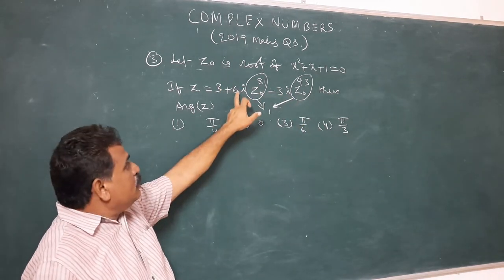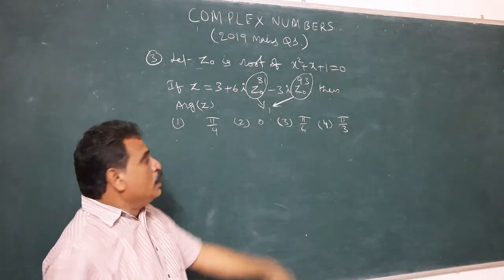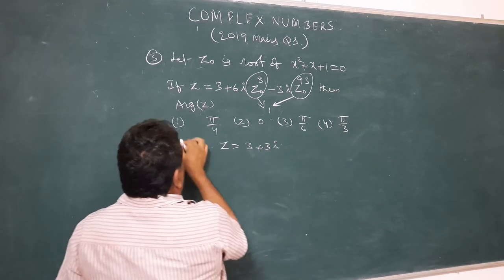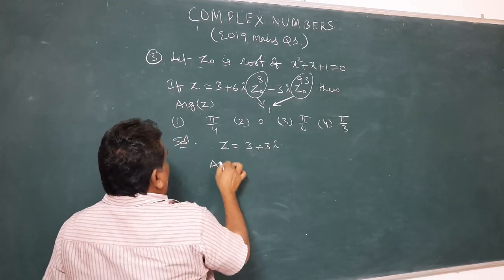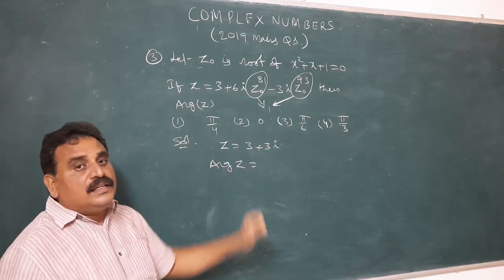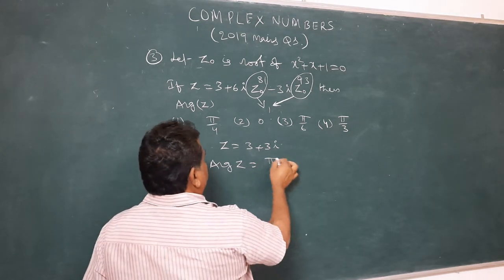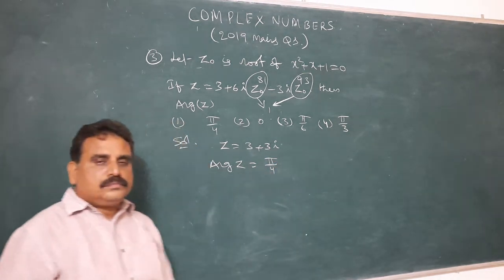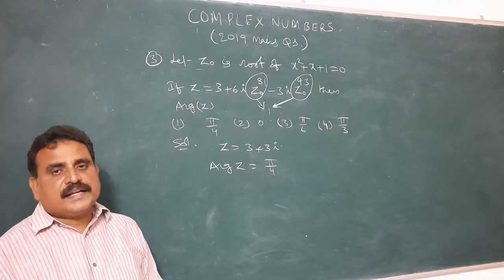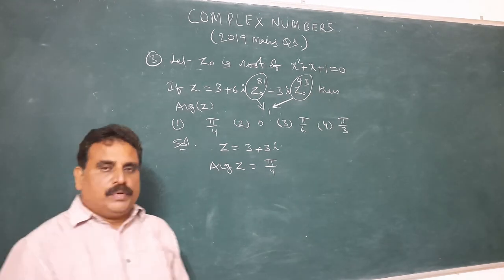Now 3 plus 6i minus 3i, that is 3i only. So completely z equals 3 plus 3i. Now argument of z, arg z equals tan inverse y by x, 3 by 3, that is 1, tan inverse 1, pi by 4. So by observing the problem, we can easily decide the answer within a fraction of seconds. This time you have to utilize in another problem.